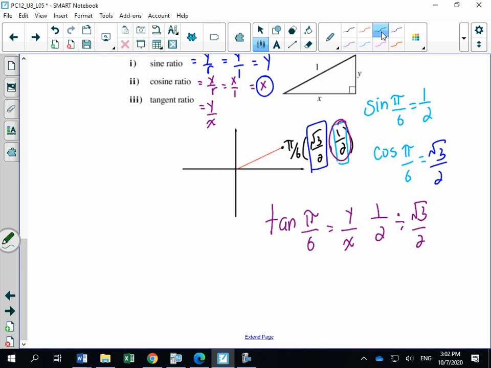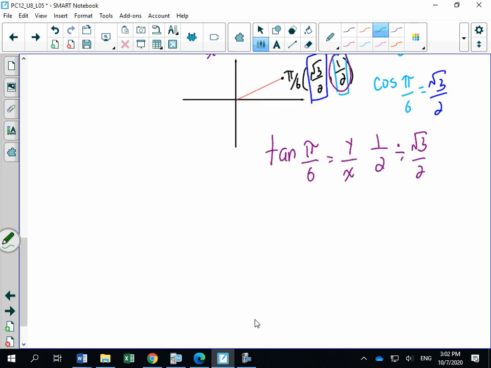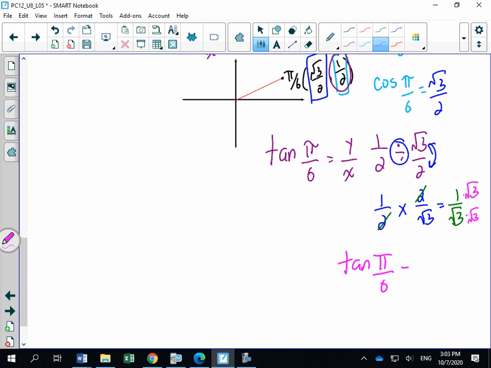But remember, often these questions you're going to be doing without a calculator, so the tan of pi over 6 is 1 over 2, and instead of division, we're going to multiply by the reciprocal, by 2 over root 3. Then 2 over 2 would cancel, and we would get 1 over root 3. So the tan of pi over 6 is 1 over root 3. You would never leave that as your final answer, though, because you would need to rationalize the denominator. So you need to multiply both numerator and denominator by root 3, and you would get the tan of pi over 6 is equal to root 3 over 3.